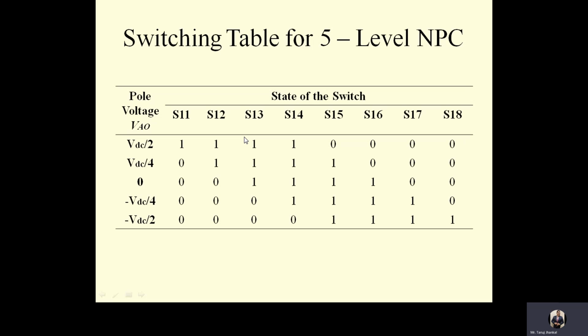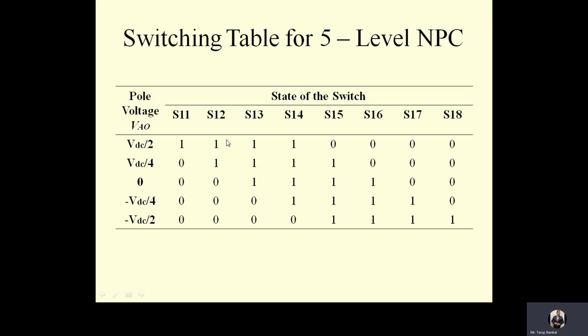As I told you earlier when we were discussing the 5-level inverter, all the switches from S11 to S14 are complementary with the switches S15 to S18, which means when S11, S12, S13 and S14 are operating, S15, S16, S17 and S18 will not be operating, or will be open in nature.